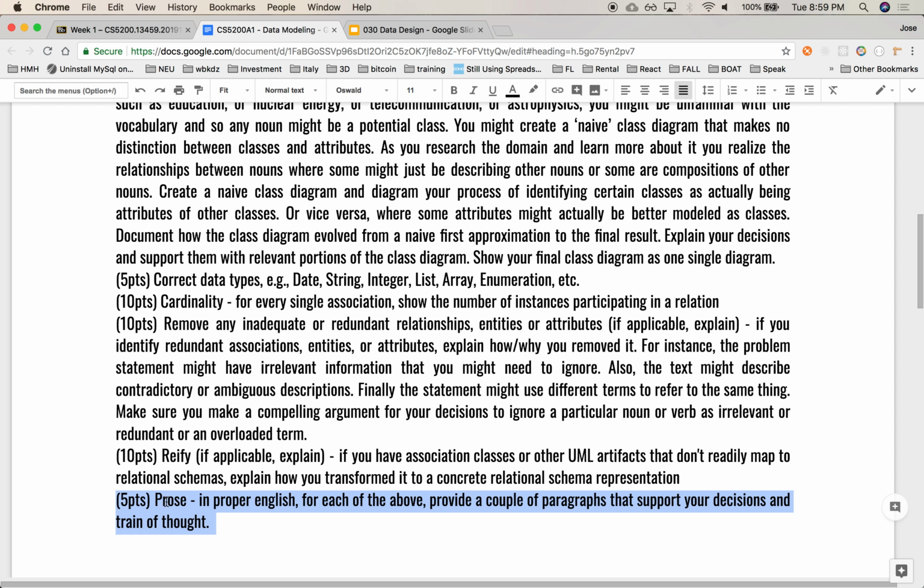We want to see several class diagrams. Maybe start with one big initial class diagram, and then several smaller diagrams as you make different decisions of going one way or another. And then at the end, again, give me the resulting class diagram. Make sense? Very much like we did in class today. All right, so that's the first assignment. Thank you.